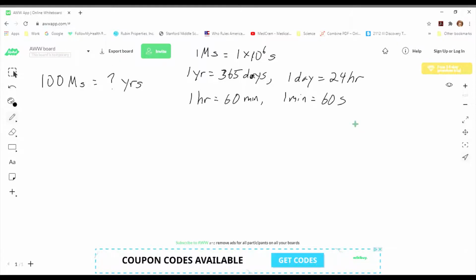So as you can see, we have 5 different equalities here, allowing us to make 5 different conversion factors, which will help us to turn our, in this case, megaseconds into seconds, then seconds into minutes, then minutes into hours, then hours into days, then days into years, and that'll answer our question. So sometimes you have to do several steps. But you know what? This is units that we haven't used before. These are time units versus length or mass. You do the same thing, right?